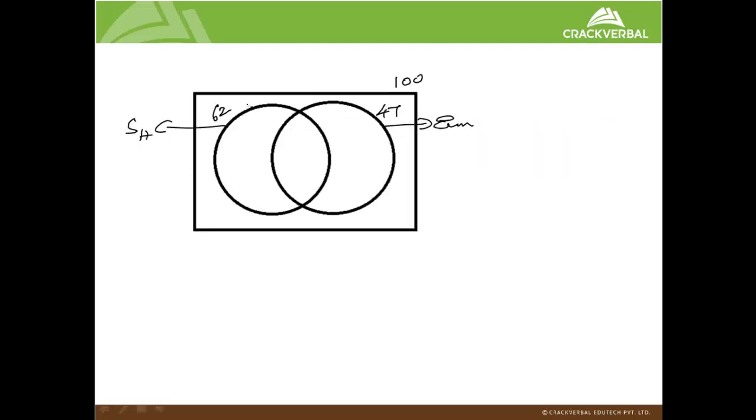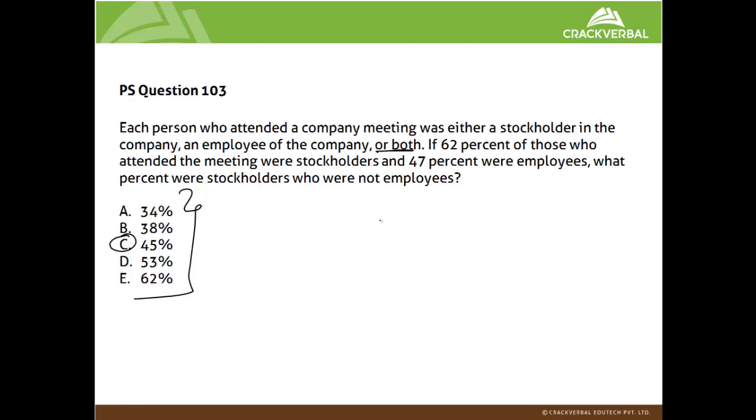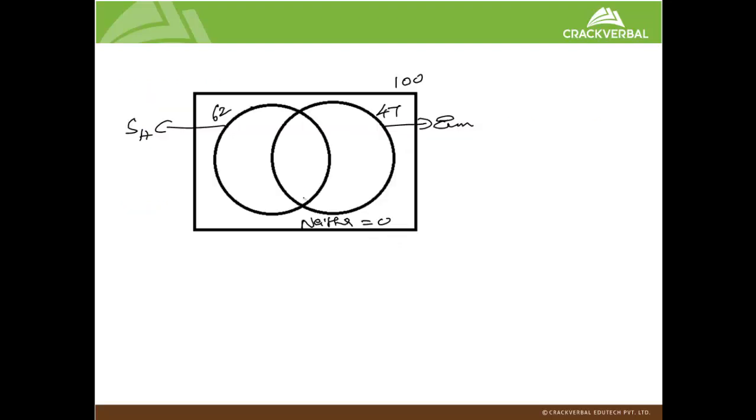Right, 62% of 100. We also know that neither is 0, because they have said in the first line of the question: an employee of the company or both. A person who attended the meeting has to be a stockholder or an employee of the company or both. Now the question asks what percentage were stockholders who are not employees. So this part is what they are expecting us to find.